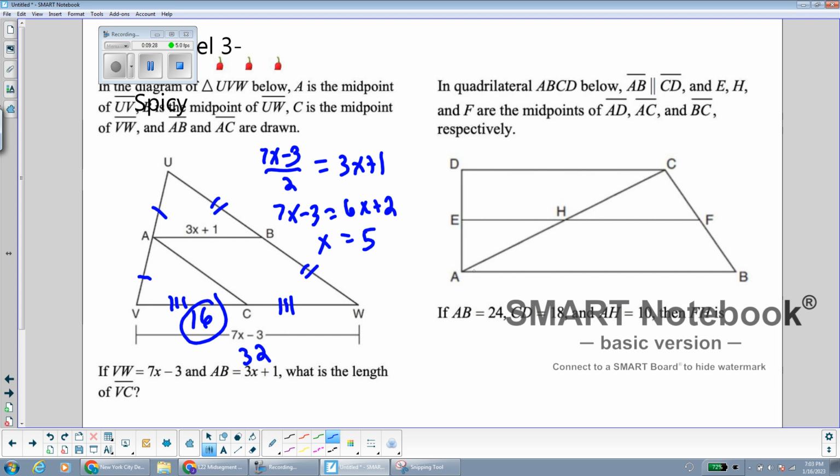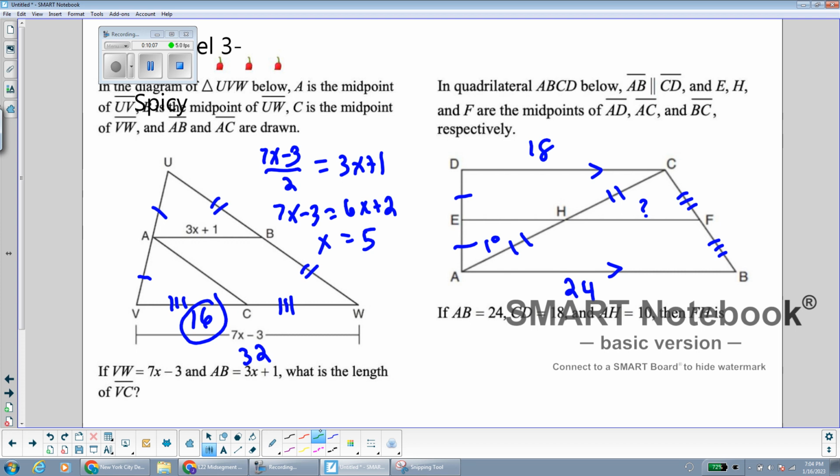Here we have quadrilateral ABCD, and we're told that AB is parallel to CD. And we're also told that E, H, and F are the midpoints of AD, AC, and BC, respectively. If AB is 24, CD is 18, and AH is 10, then what is FH?